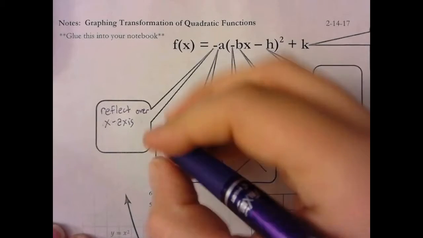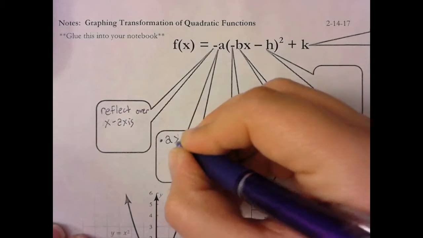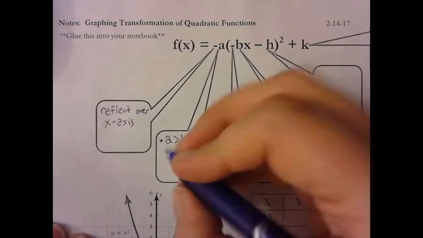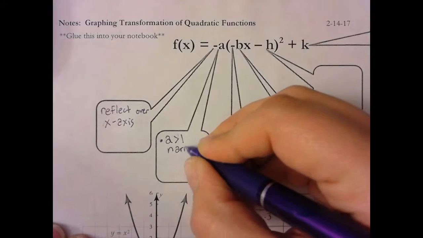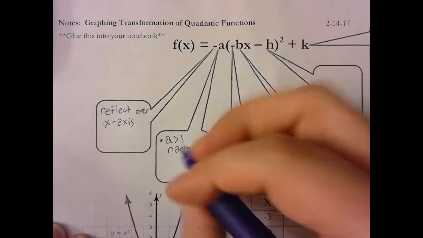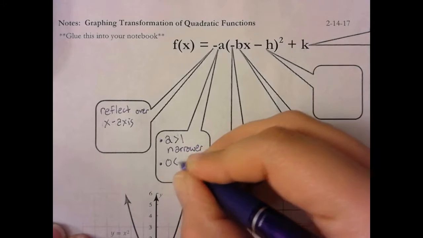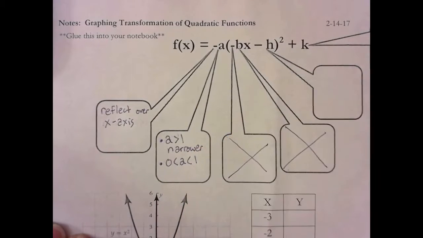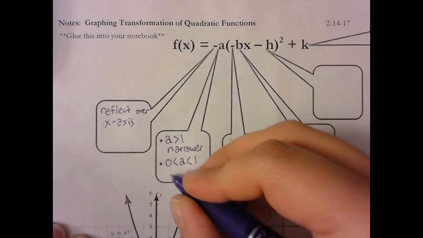All right, this a, well, if your a is greater than 1, that'll make your graph narrower or thinner. If your a is between 0 and 1, so if it's a fraction between 0 and 1, it's going to get wider.